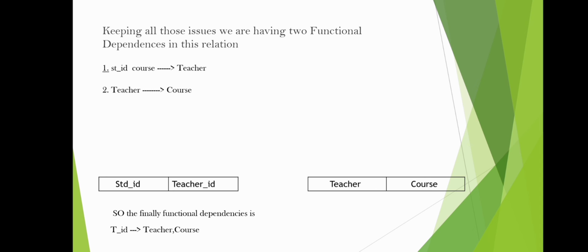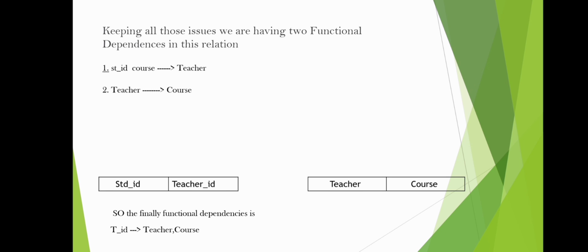Now, student ID, course determines teacher. I am not finding teacher determining any other non-key attribute, so there is no transitive dependency. So this relation is also in 3NF. But still we have anomalies, like we can't do insertion and deletion operations properly, because teacher determines course. Teacher is a non-key attribute and course is a key attribute. A non-key attribute determines a key attribute. If this type of dependency arises, it should be removed. The relation is not in BCNF.